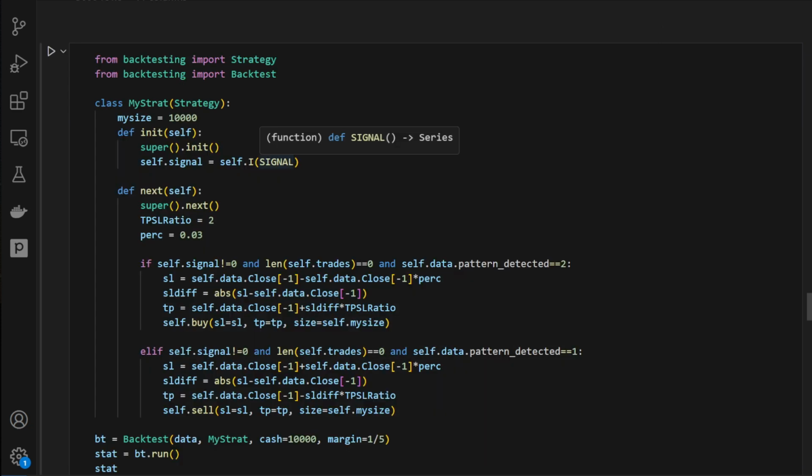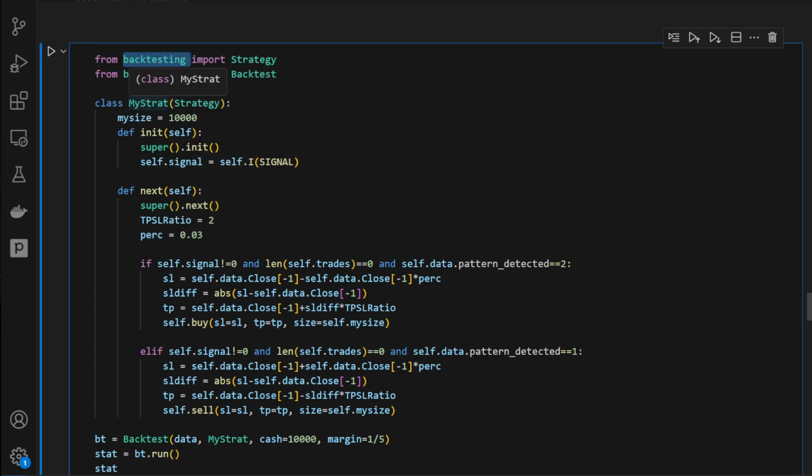Now we can backtest the strategy. I'm using the backtesting.py package, and I'm inheriting from the strategy class. First of all, we're defining the size of the lot that we are going to take for each position. It's going to be 10,000 for now. And I'm defining the constructor that we can see here.